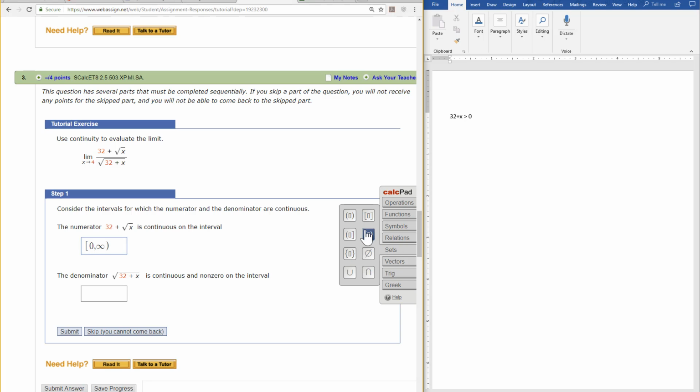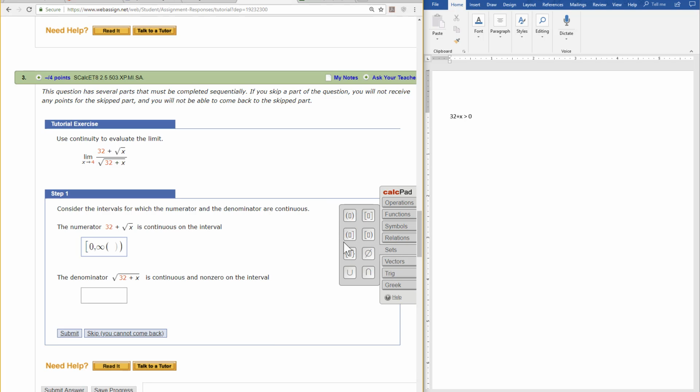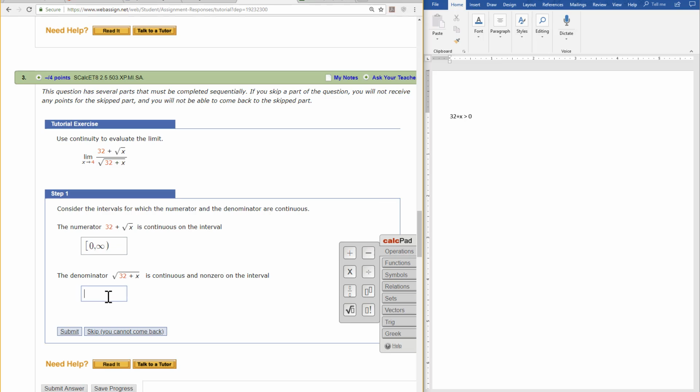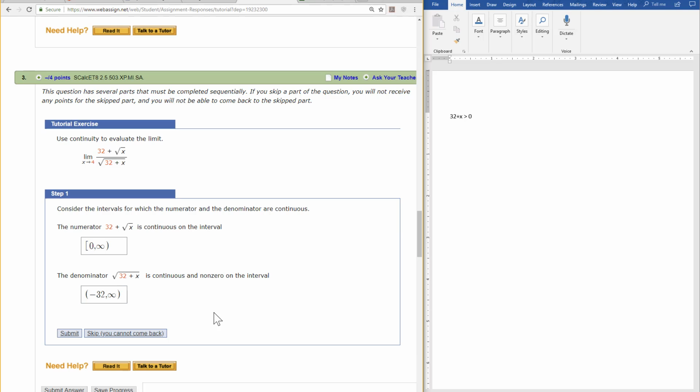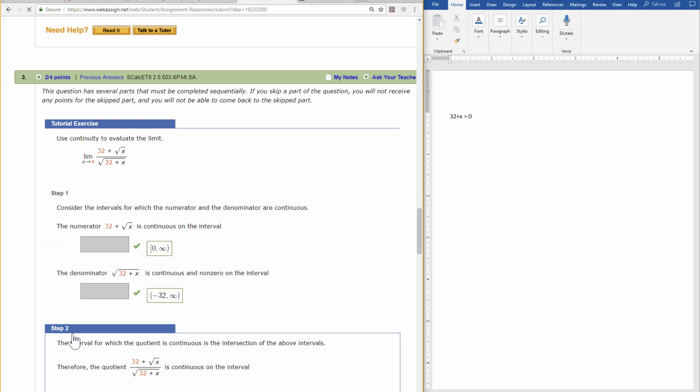Again, with the set notation, this time it's going to be both open parentheses. Let's do it down here. With both open, we're going to go from negative 32 all the way up to infinity. Okay, so those are the domains of the numerator and the denominator.